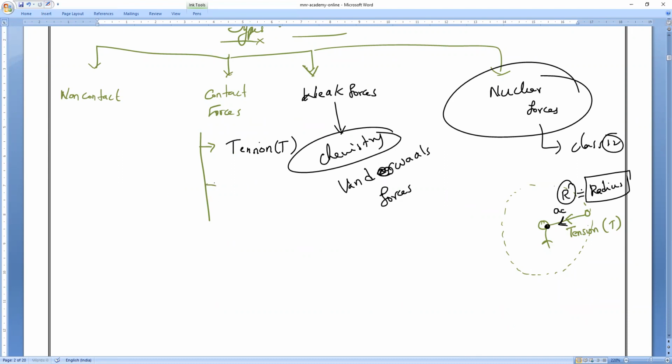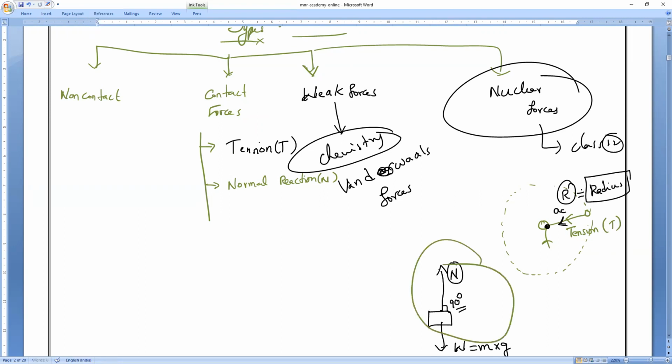Next, last class only I taught you, do you all remember the normal reaction? That is what we call normal force. Normal force always, how will it act? Suppose the weight of the body is acting downwards, weight is equal to mass into acceleration due to gravity. Then the normal force will act in what direction? Perpendicular to that. What is the angle? 90 degrees. So that is the force we used to call normal reaction or normal force.